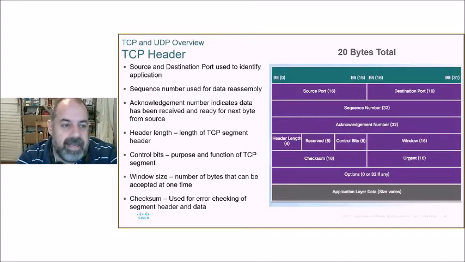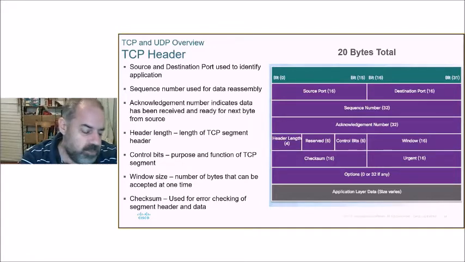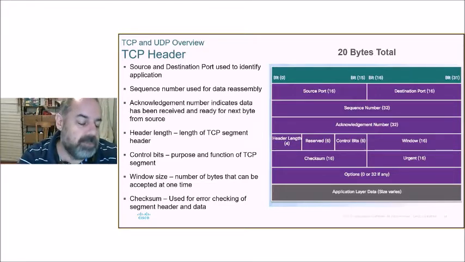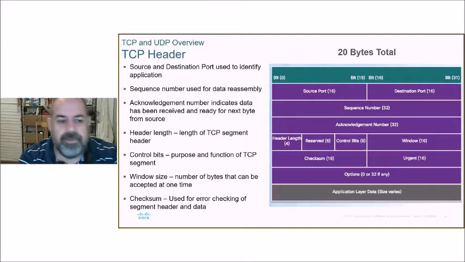So the TCP header. Source ports are of course used to identify the application. Depending on what direction this segment's going in, if you're asking for a web page from a web server, the destination port would probably be port 80 or port 443. That's what's called a well-known port, and that's what a server listens on. So that would be your destination port.